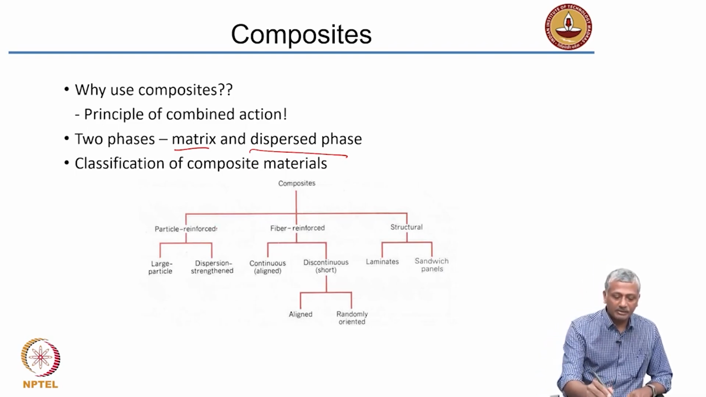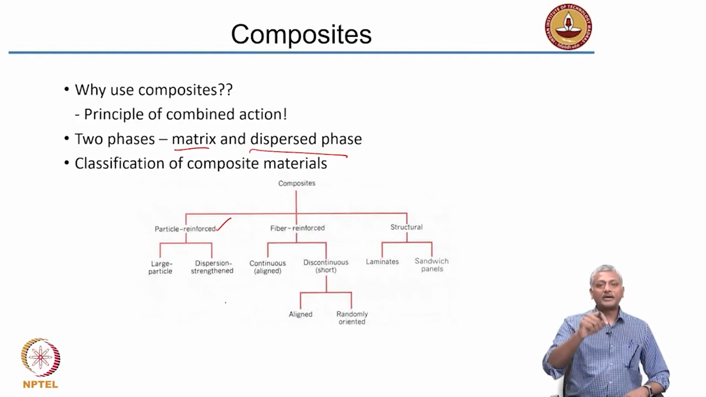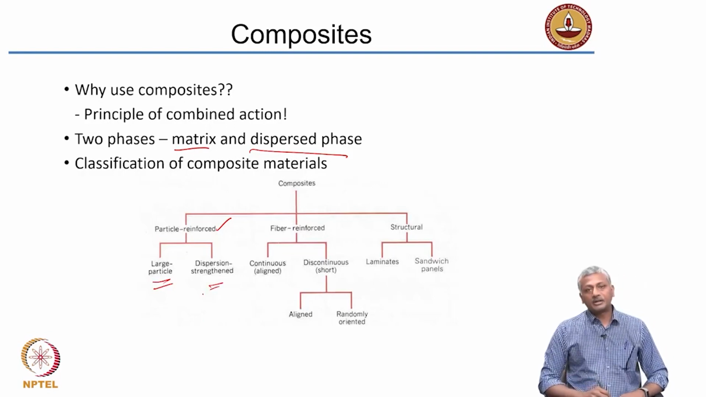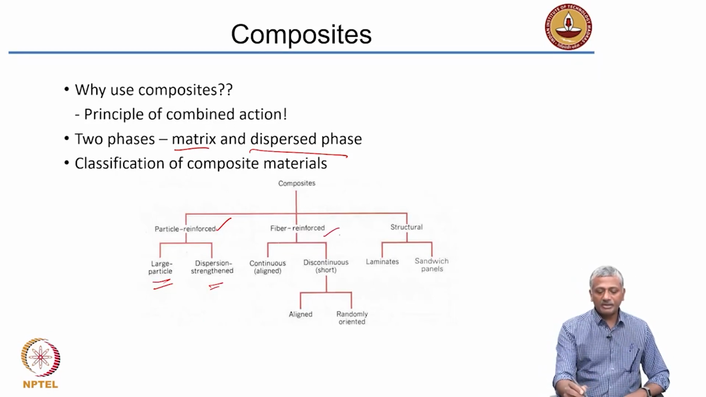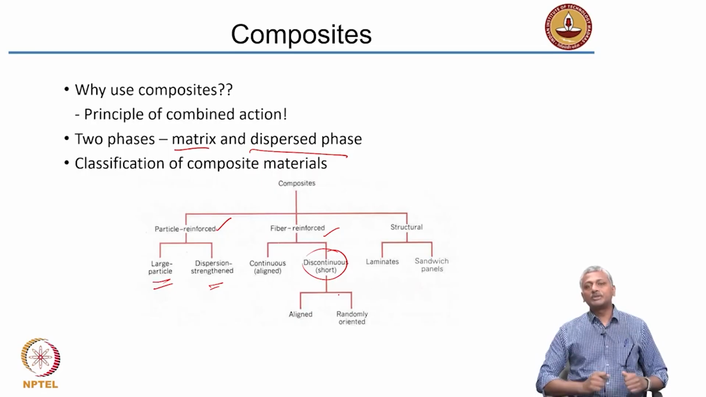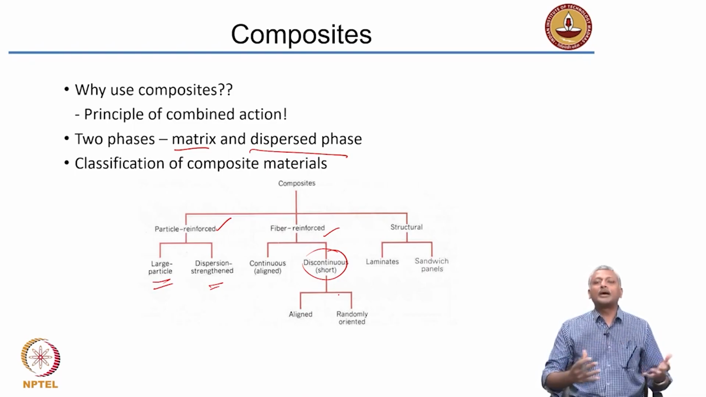One is a particle reinforced composite, where you have particles dispersed in the matrix, which could be large particle or dispersion strengthened particulate composites. The other is a fiber reinforced composite, in which case you can have continuous fibers in some cases and discontinuous fibers in other cases. So in concrete, sometimes we use short steel fibers to improve the load carrying ability of the concrete, to improve the deformation resistance of the concrete. And these fibers are typically added in a discontinuous, non-aligned fashion.